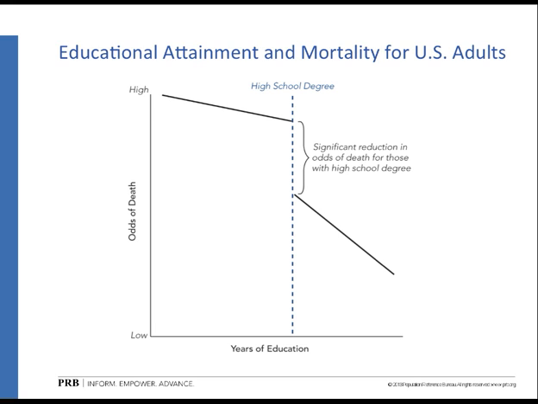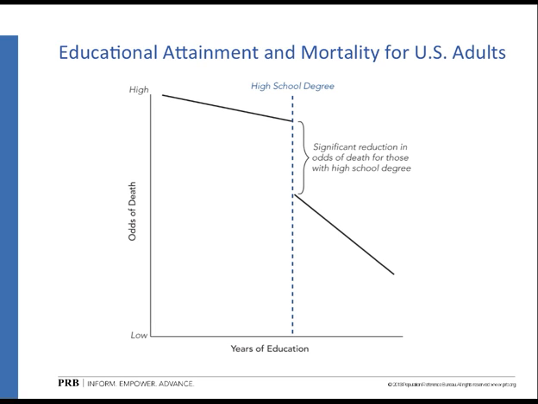First, adults with more years of educational attainment up through 11 years have modestly lower mortality rates as educational attainment goes up. Second, there is a large step function at 12 years of education, i.e. high school graduation. Mortality rates drop significantly among U.S. adults with a high school degree.